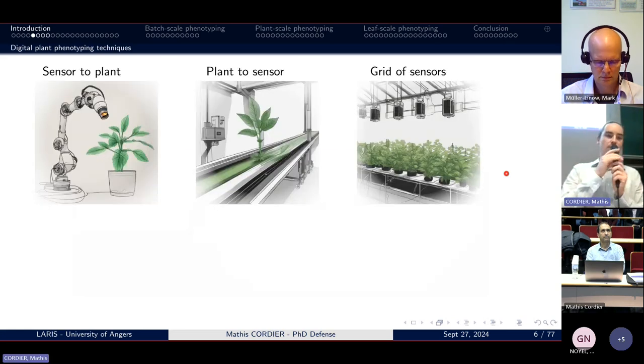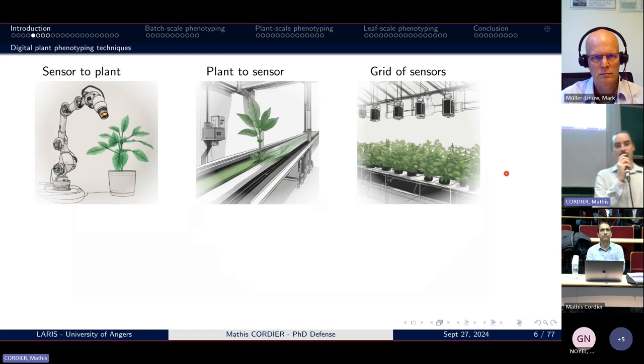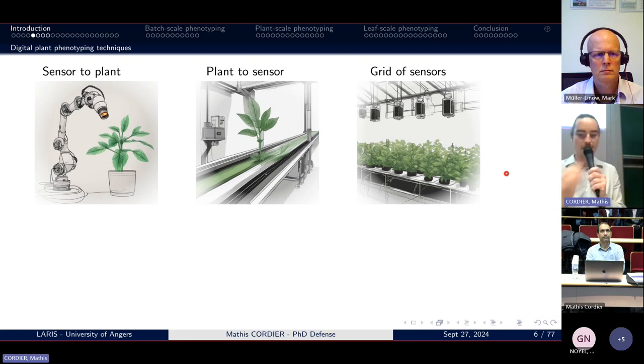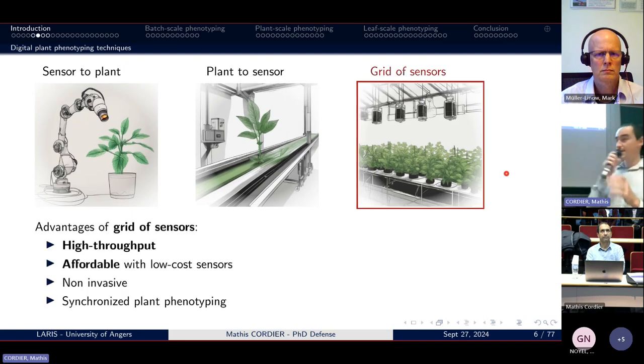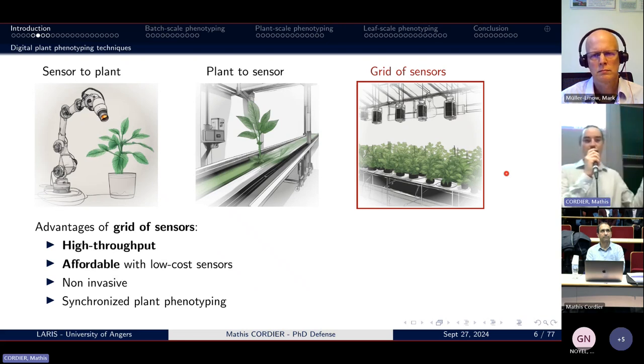We know several types of digital plant phenotyping techniques. The first way is the sensor moving to the plant. The second way is the plant moving to the sensor. And the last solution is using a grid of sensors to monitor plant studies. With this last approach, we have several advantages because it enables plant studies to be high throughput, affordable if we use low-cost sensors, and non-invasive, and we have synchronization between plants during plant phenotyping.